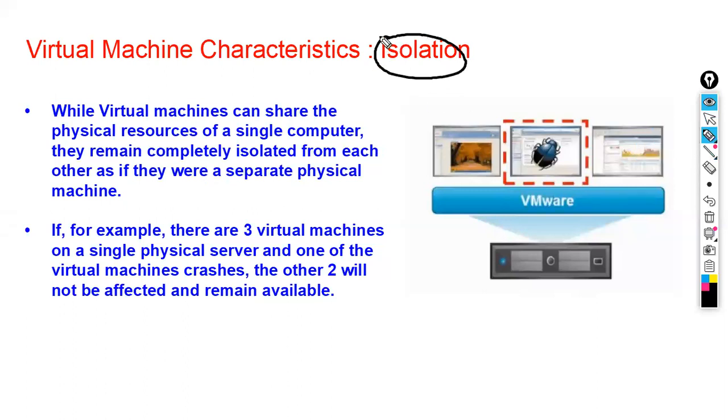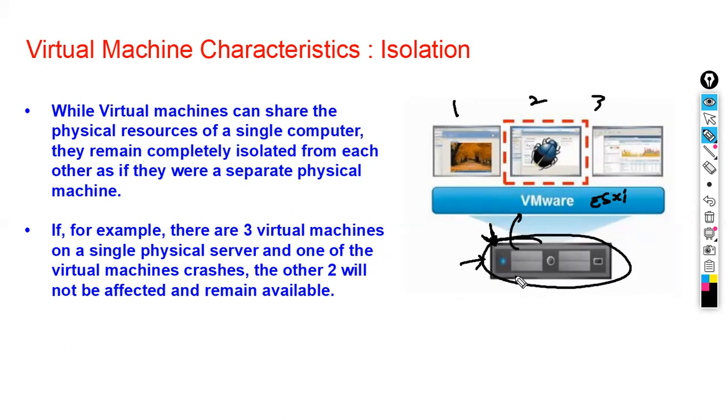Then let us see what is the meaning of isolation here. While virtual machines can share physical resources of a single computer. So here this is a physical computer. On the top of this physical computer, let us say we have installed ESXi, then we have created 3 virtual machines, 1, 2, 3, and all these 3 virtual machines are sharing the physical resources of same server here. It is not getting the resources from any other server. They are getting the resources from the same server.